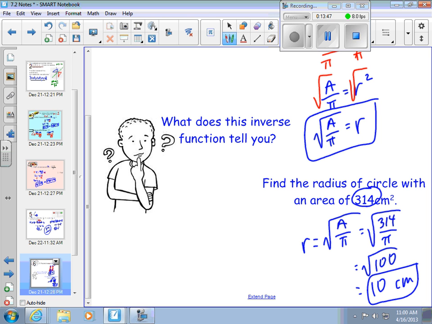All right, we're going to finish the rest of this worksheet when you get to class, but now you've got a little introduction to inverses.